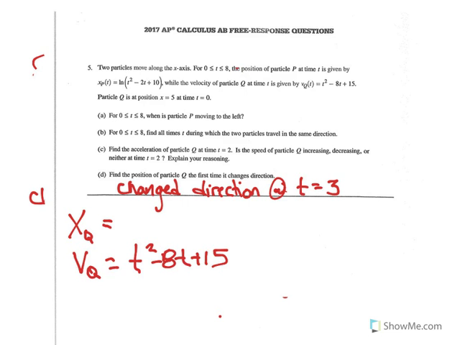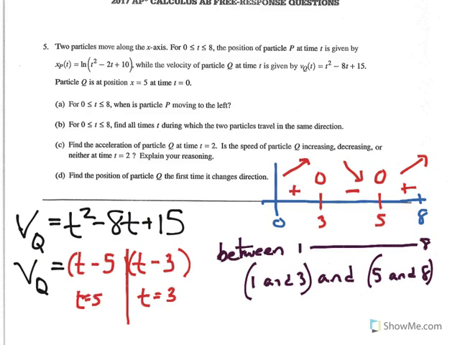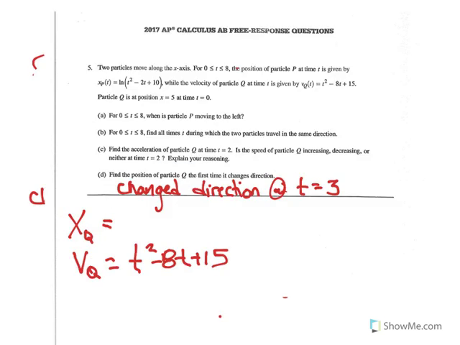Find the position of particle Q the first time Q changes direction. So when did Q change direction? Q changed direction at 3. Now, if you got that wrong and used a different number, you'd still be okay. They'll still give you the credit for the problem. They won't penalize you at all. So we know it changes direction at time equals 3.